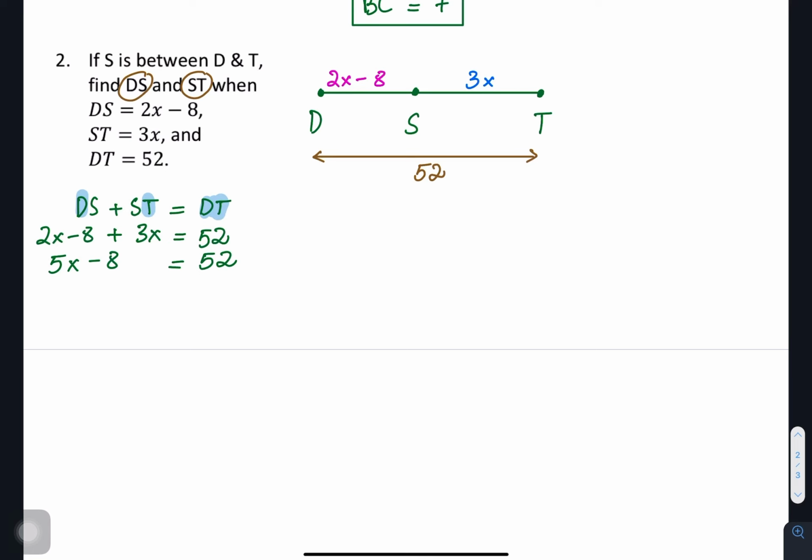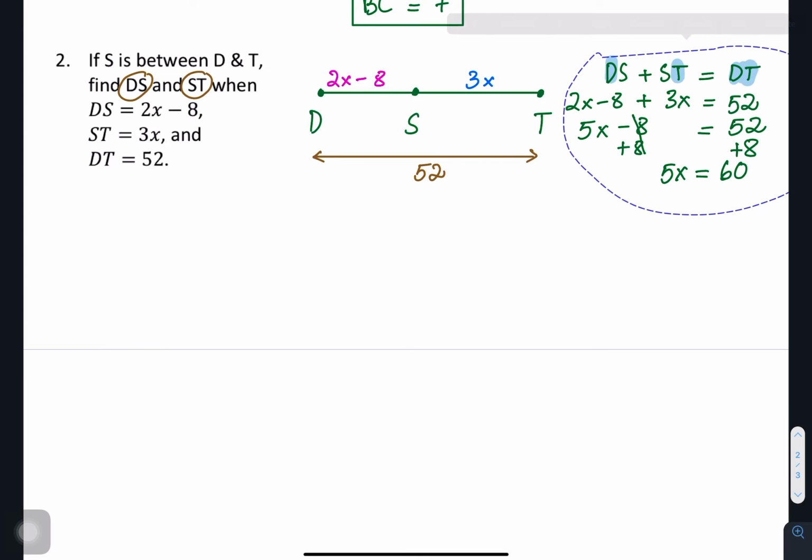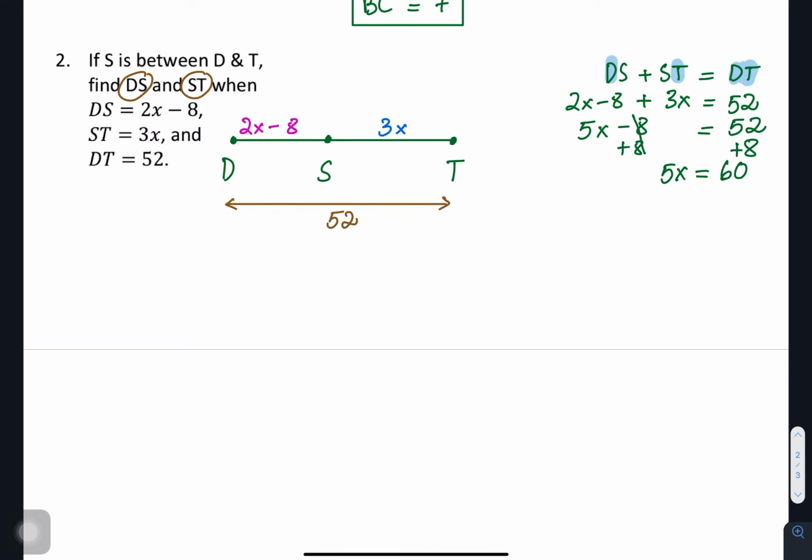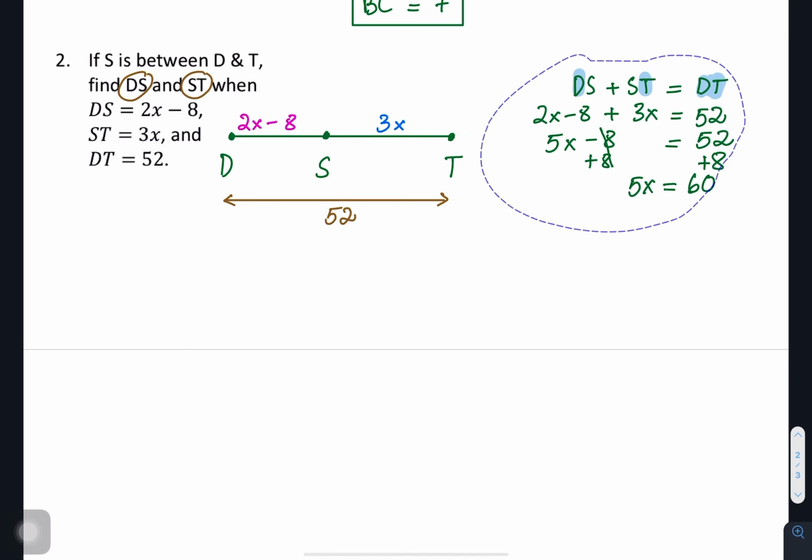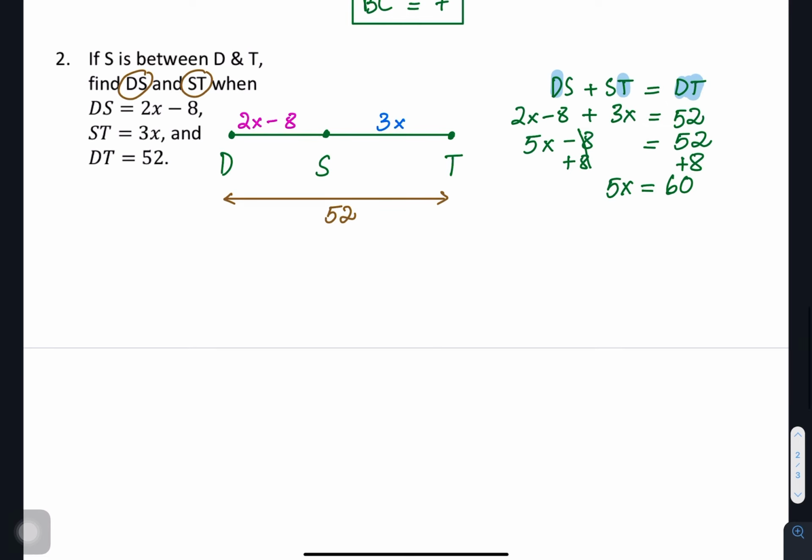x is on the left side. I want the number to be on the right side. So get rid of negative 8 by adding 8 on both sides. This cancels out. So on the left side I have 5x equals 52 plus 8, which is 60. Let me move this part up here, just moving things around. Solve for x, divide both sides by 5. x equals 60 divided by 5, which is 12.